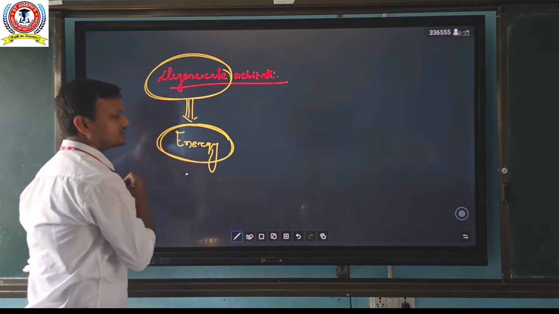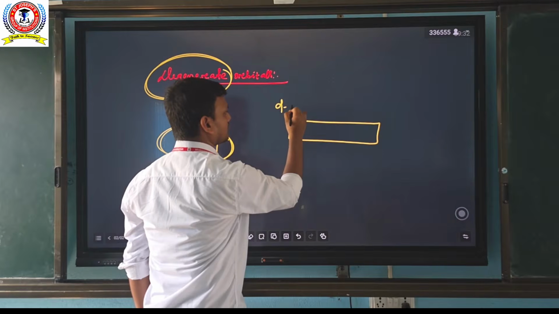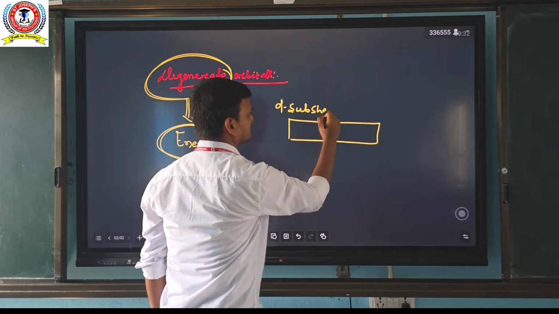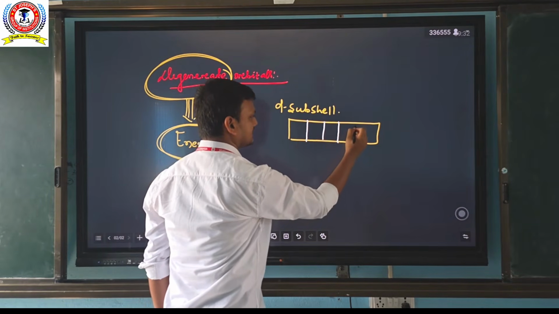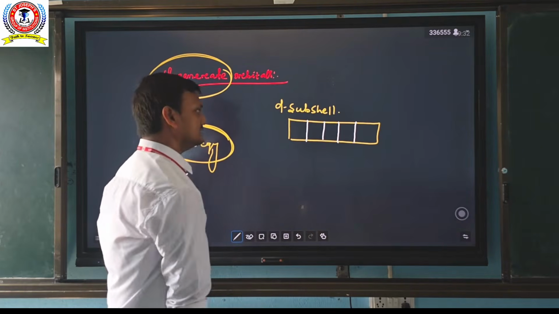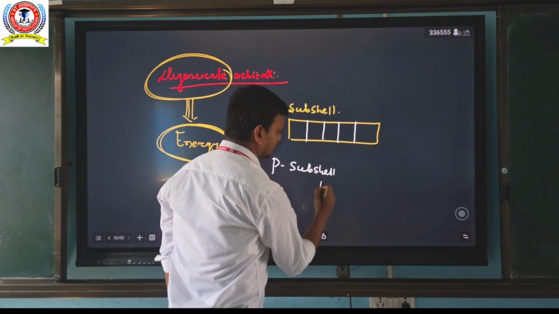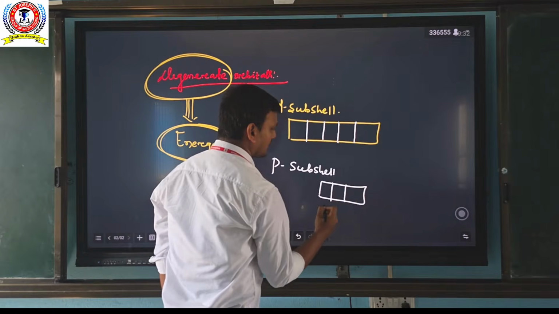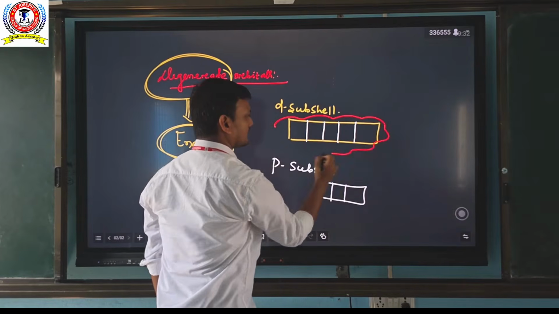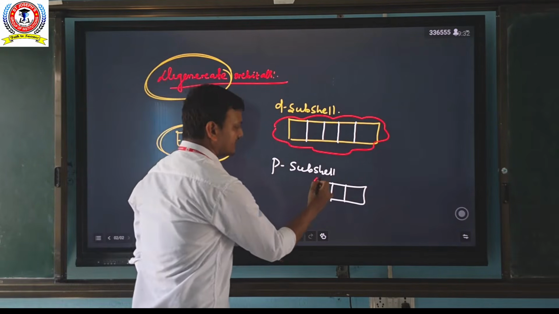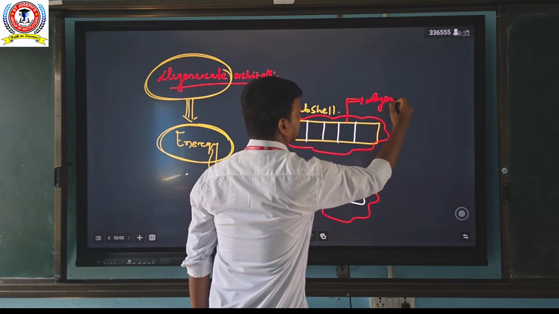Suppose there are 5 orbitals in the d subshell: dxy, dyz, dzx, dx square minus y square and dz square. And for the p subshell, there are 3 orbitals: px, py and pz. Since these have the same energy, that's why they are known as degenerate orbitals.